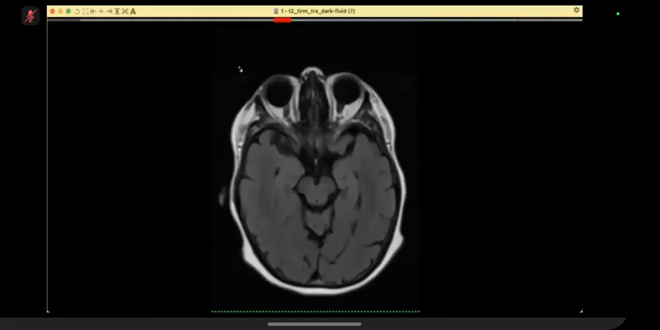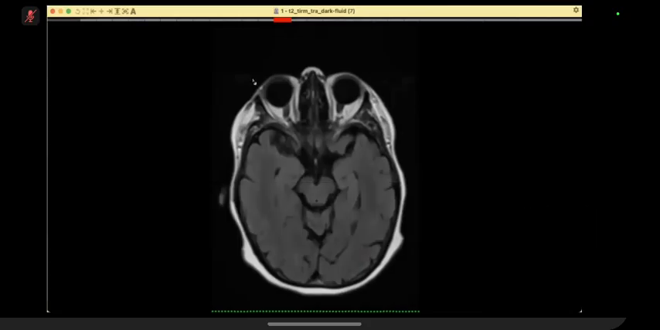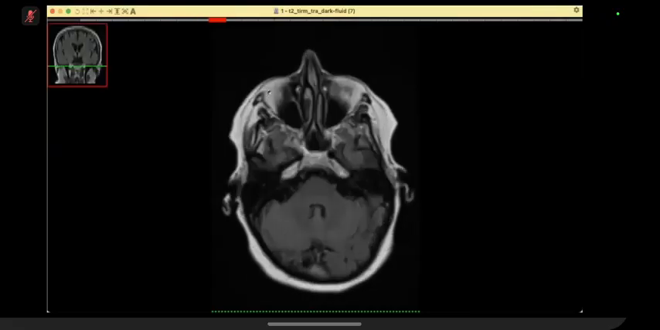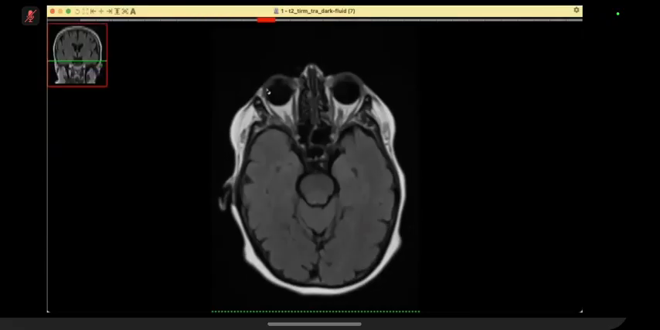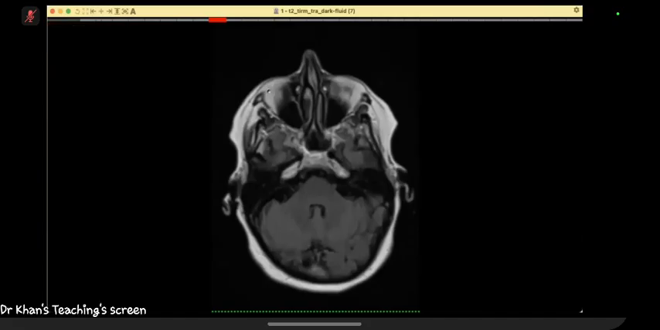So this patient has presented with trigeminal neuralgia on the left side. Can you see my screen? Yeah, you can see my screen.